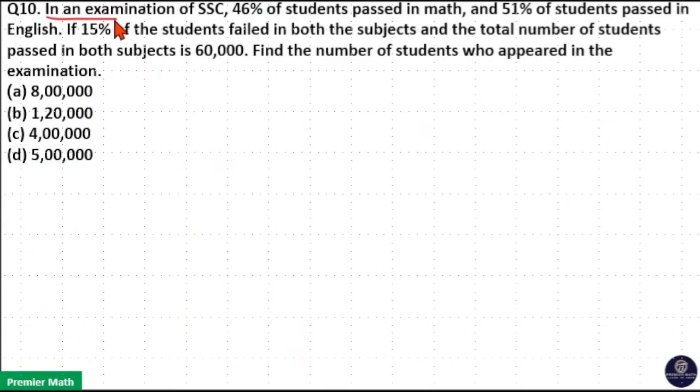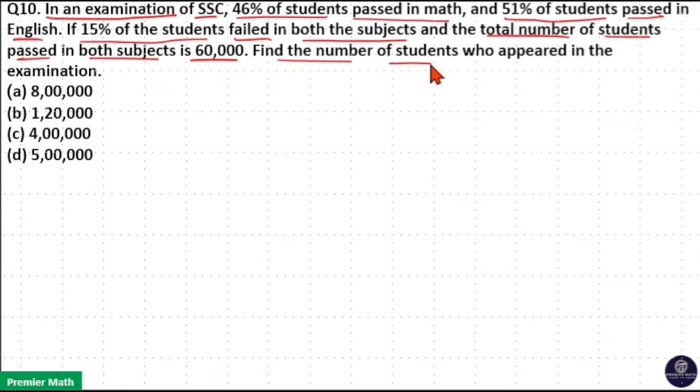In an examination of SSC, 46% of students passed in maths, 51% of students passed in English, 15% of the students failed in both the subjects, and the total number of students who passed in both the subjects is 60,000. Find the number of students who appeared in the examination.